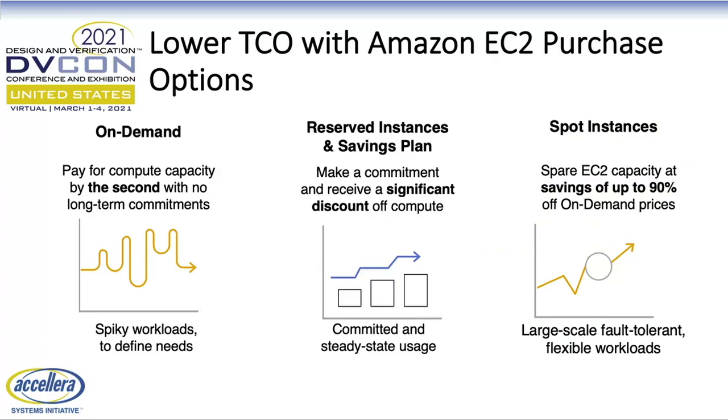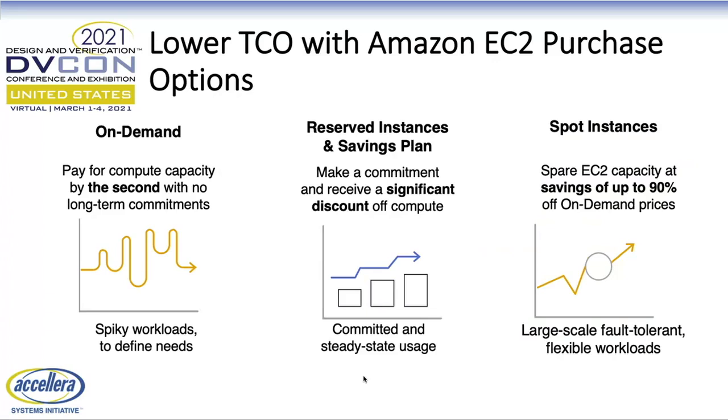So maybe you want to start experimenting and figuring out what your long-term needs are going to be. And then after you have figured that out, maybe for your baseline of usage, you can start considering the type of instances that are in the second category, which is what we call the reserved instances or savings plans.